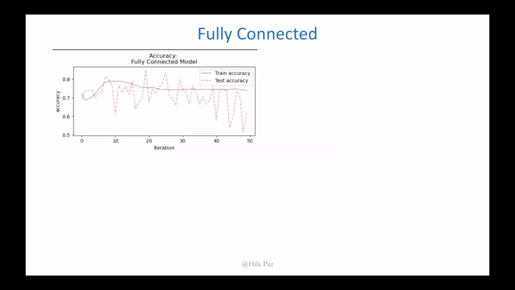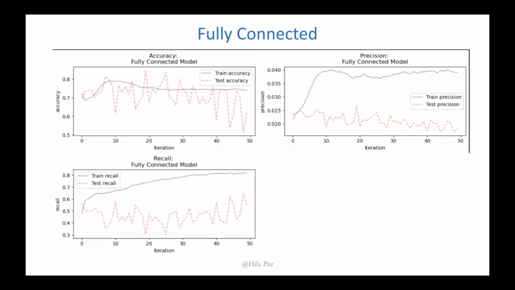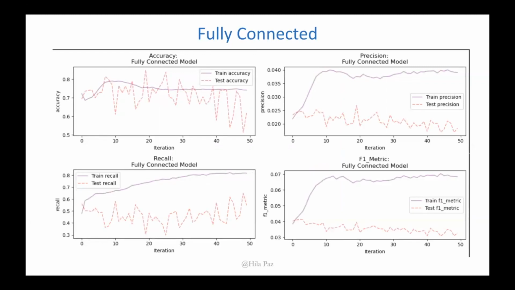If we visualize the accuracy, the precision, the recall, and the F1 score, where in each plot the x-axis is the number of iterations and the y-axis is the metric score, the purple line stands for the train set, and the dotted pink line is the test set. We see that all precision, recall, and F1 metrics demonstrate a big difference from the performance of the train set compared to the test set.